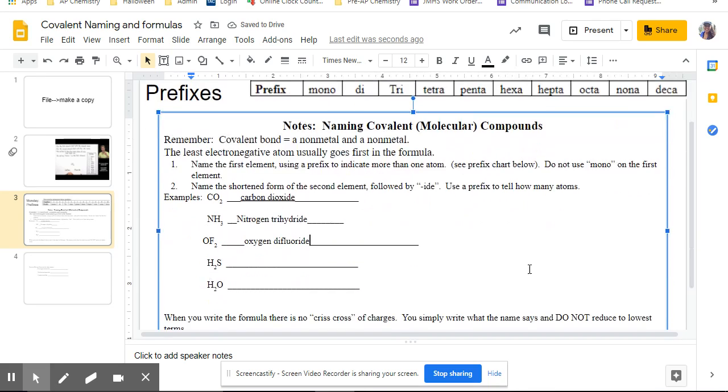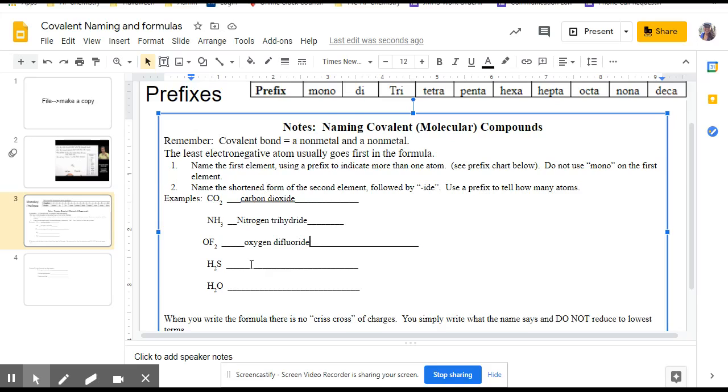Okay. For our next example, I have 2 hydrogens and a sulfur. So we're going to start off with dihydrogen. And then we're going to end with 1 sulfur. So that would be monosulfide.